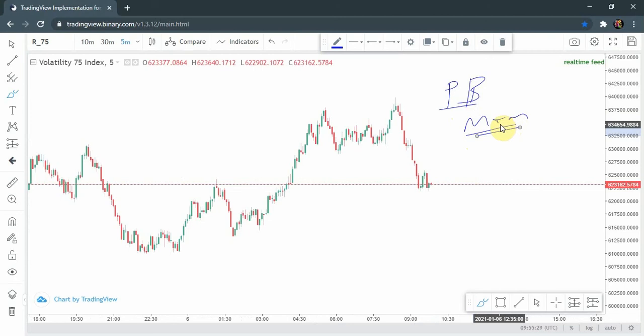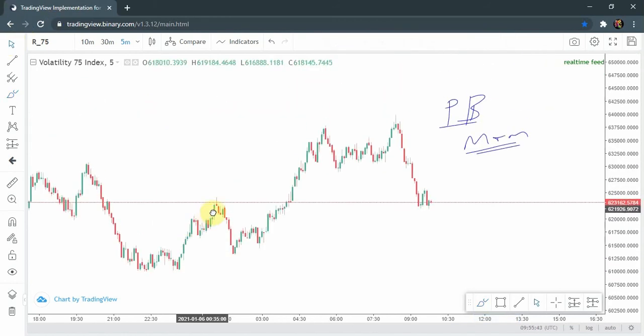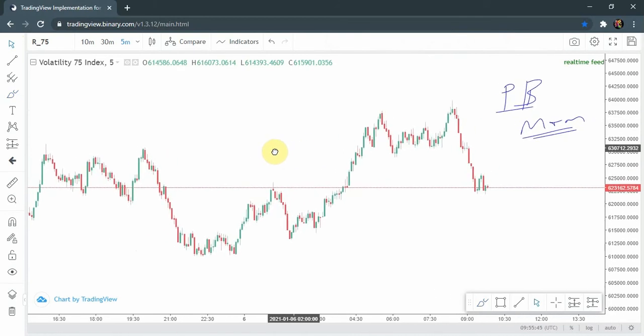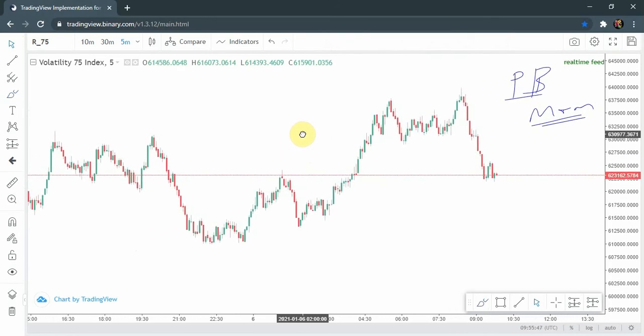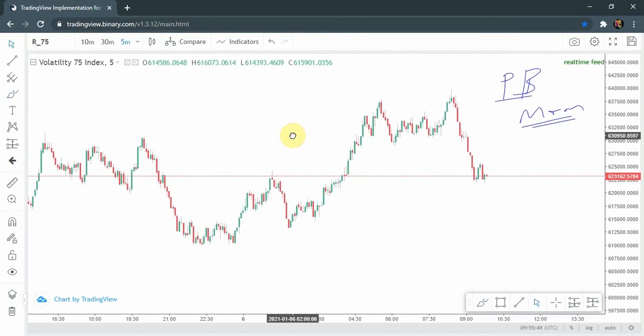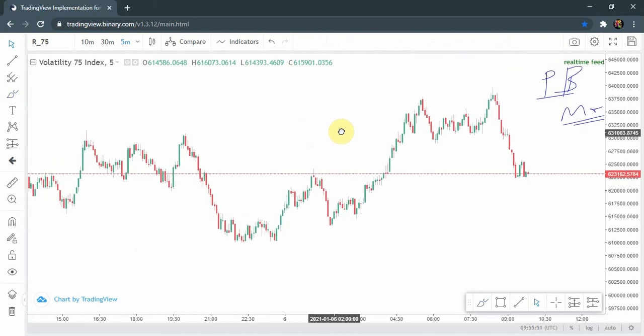But here I just want to clarify how to enter from a pattern break or from a consolidation, how to enter if the market has been in such a mode or in such a range. How do you really go about that? So we are just going to look at a few examples in this chart here, this Volatility 75 Index chart.